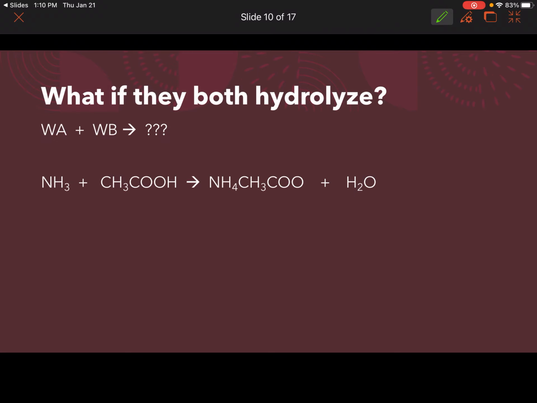Now, question, what if they both hydrolyze? This can happen. This is when we have a weak acid and a weak base. In this case, both the conjugate acid and the conjugate base are going to be strong, so you need to figure out what is going to happen. Basically, you have to figure out which one is going to win, right? Which one is going to get to hydrolyze with water. And we have a way to figure that out. Maybe some of you have figured this out. We are going to look at the Ka and Kb values and see which one is stronger here.